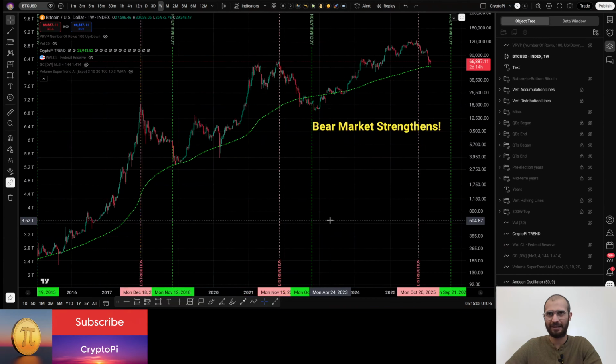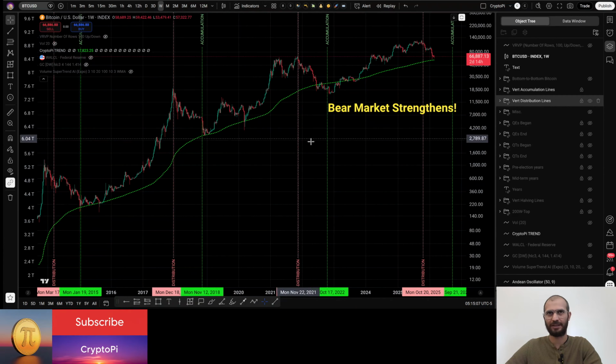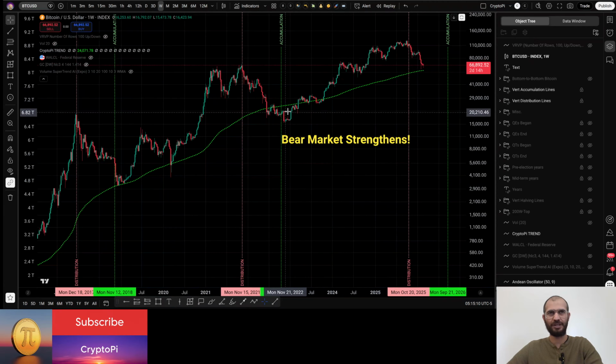Now, the first thing to do is to switch on the accumulation line and the distribution line. These two lines basically help us divide the chart into 4-year cycle phases. We have 3 years of uptrend, 1 year of downtrend.